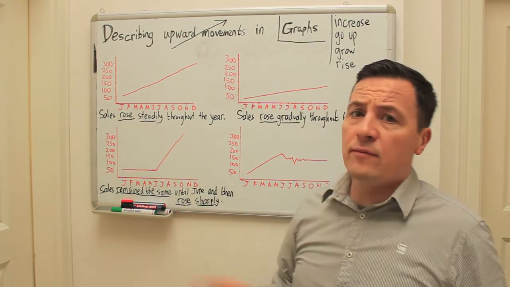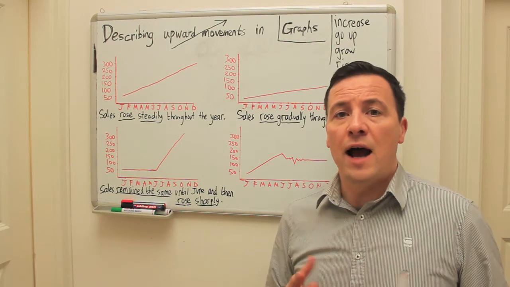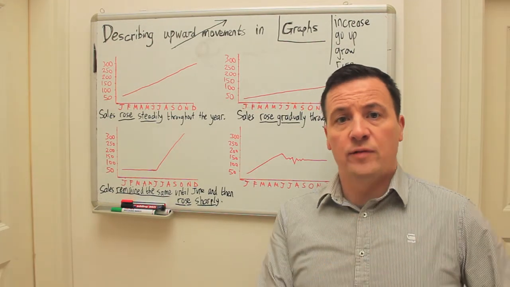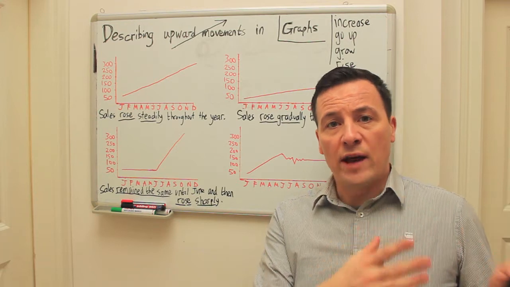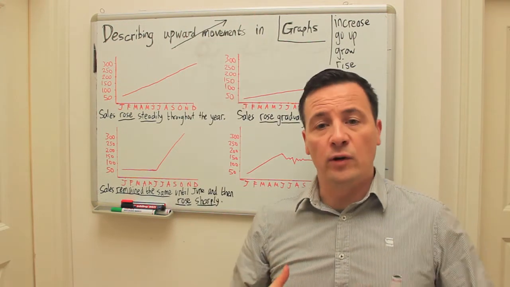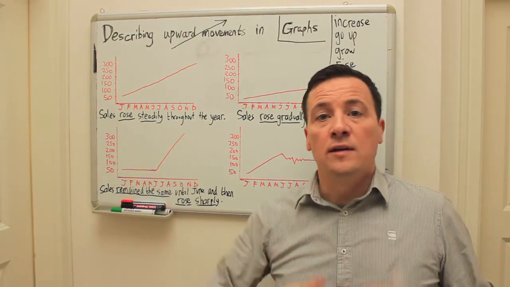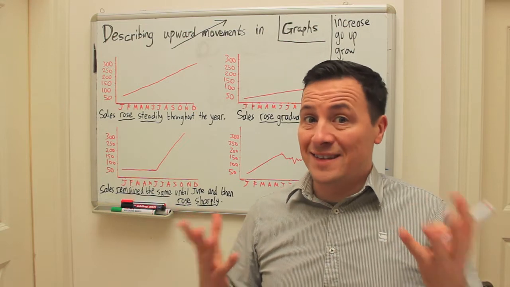Again, you can use the same verbs also to talk about subscriptions or productivity or any other verbs or nouns when you want to describe upward movement in a graph, or when you want to normally talk about if it's sales or subscriptions, to talk about success.